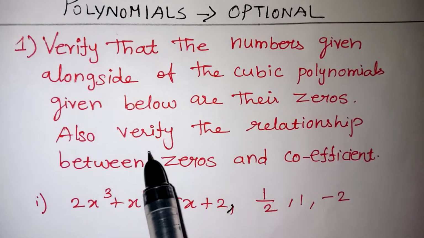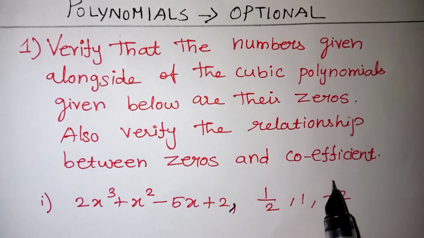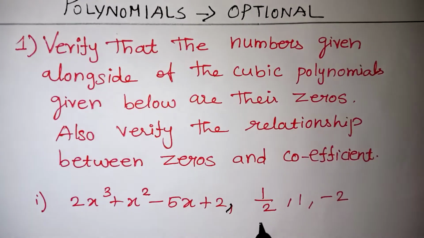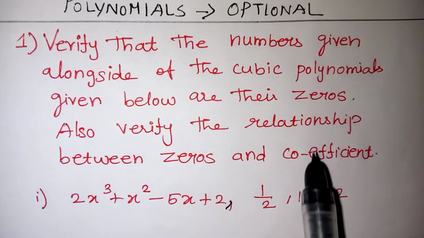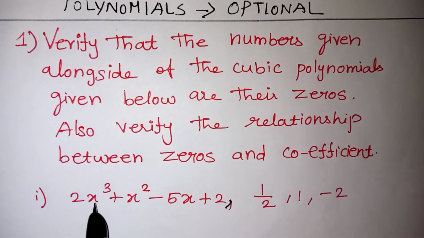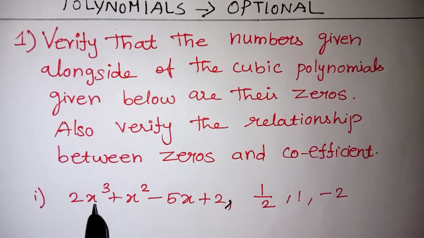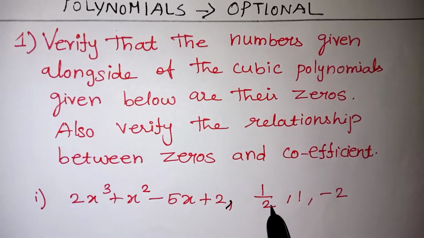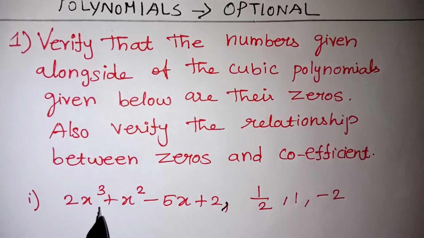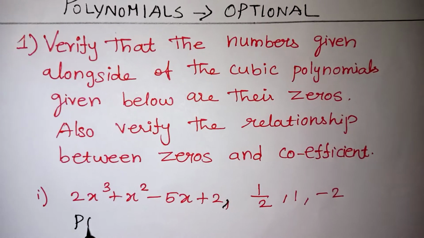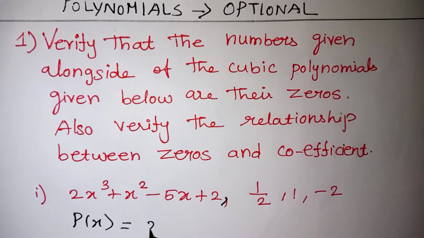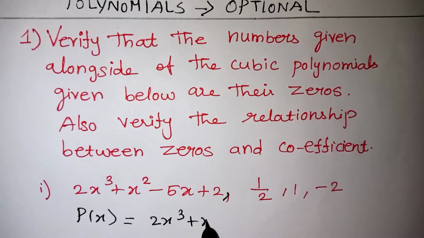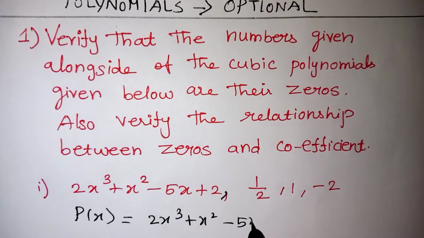So we have to verify the relationship between the zeros and coefficients. Also we have to verify whether the given numbers are zeros or not. Since it's a cubic equation, there will be three zeros. The three zeros are given to you. We have to check whether these are zeros or not first. So let us assume the given polynomial is p of x.